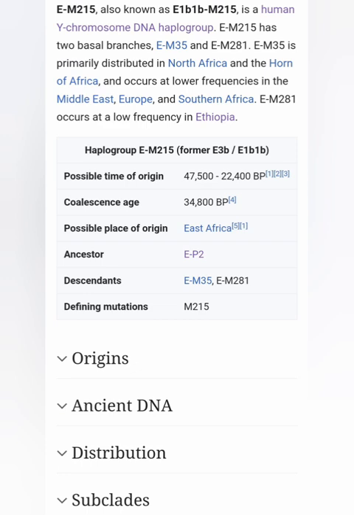And with this conclusion, it seems like that DNA that people thought came from mixing between Middle Easterners and Africans is actually just 100% African DNA.